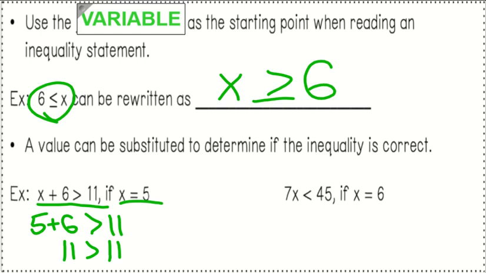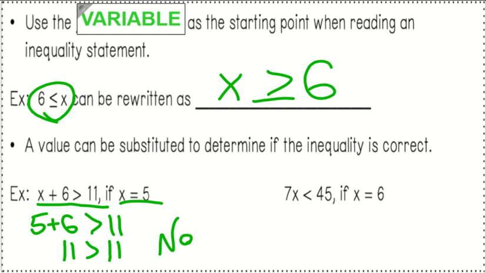And this is where it gets kind of tricky sometimes. With an equation, that would be true, right? So that one's a no, because we got 11 greater than 11. 11 is not greater than 11. If we had a line underneath there, then it would be true. All right, so other one.